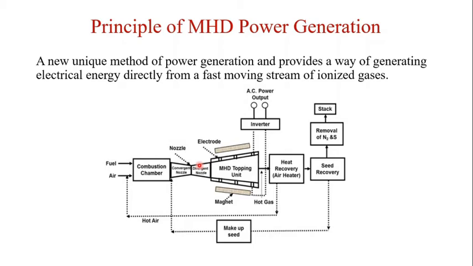Let us see the schematic diagram of the MHD generator. The major components of the MHD generator are the combustion chamber, the nozzle which consists of a conversion nozzle as well as a diversion nozzle, the MHD topping unit which consists of the electrodes and the magnets, the heat recovery unit, the seed recovery unit, as well as the inverter which will convert the generated DC into AC output power.